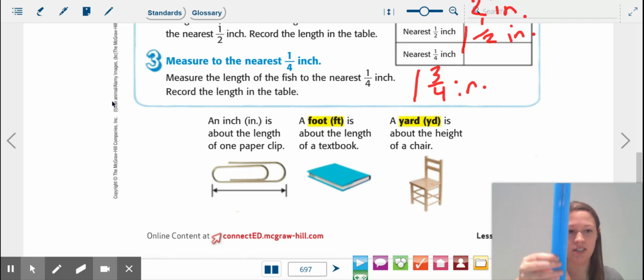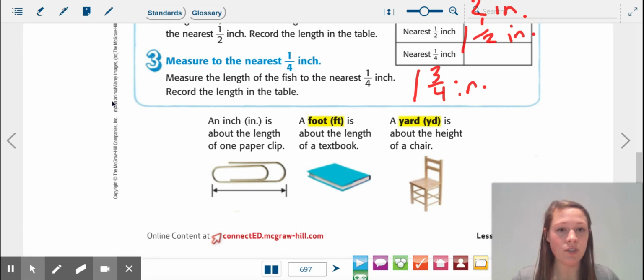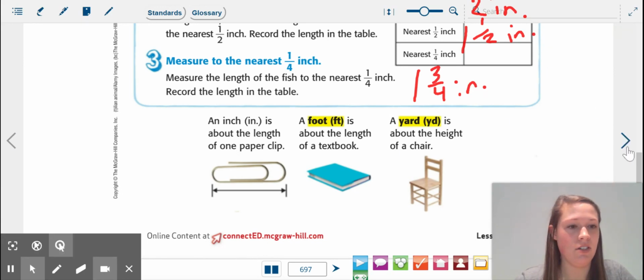And remember, a foot is 1 ruler, okay? And then 1 yard is about the height of a chair, and 1 yard is 3 feet. So 3 rulers put together, that is a yard.